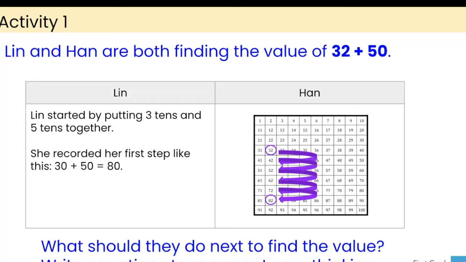So some sample responses that students may say is that Lynn needs to add 1s and 10s. So they might write 80 plus 2 equals 82 because Lynn has already added the 10s together. Students might say that Han needs to add or count on 2 more from 80 on the 100 chart. And they might show that by jumping 2 squares to the right. Students may write the same equation for Han, 80 plus 2 equals 82.